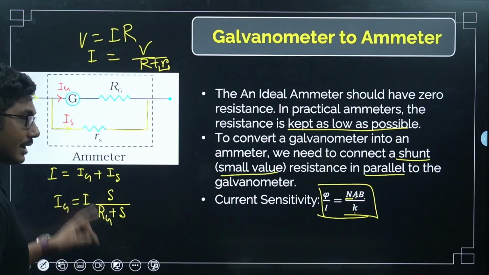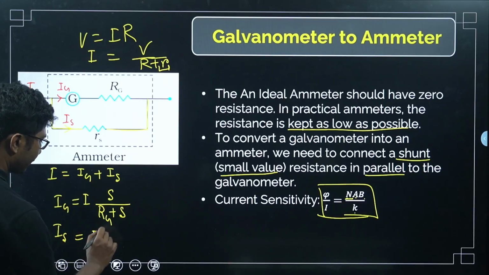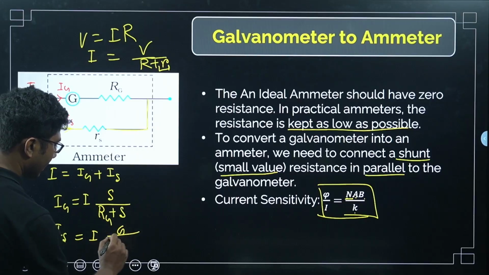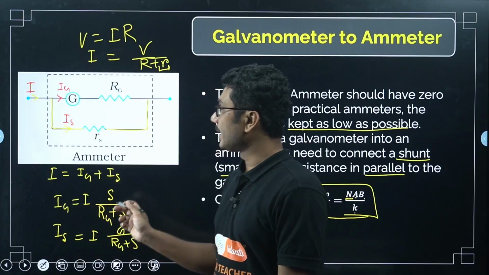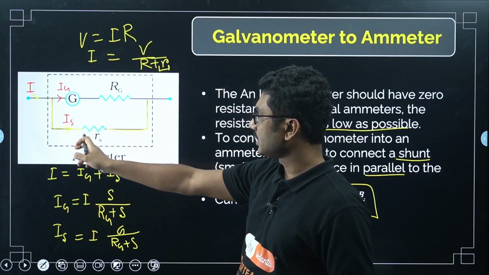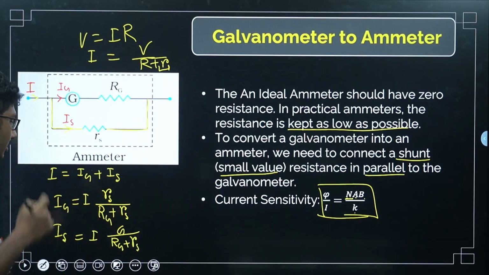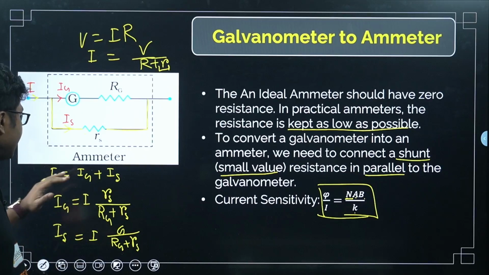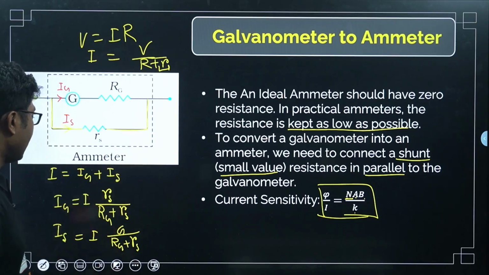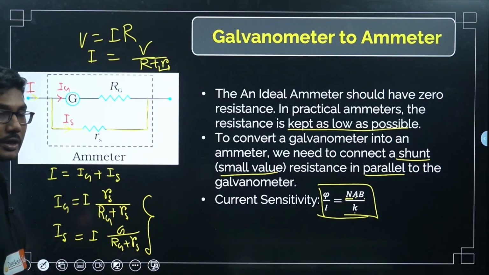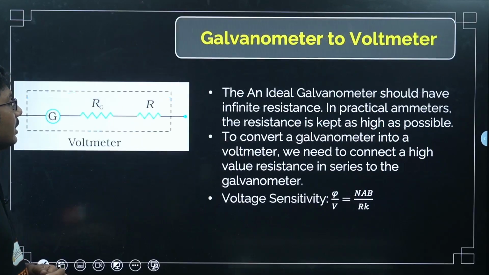So this is the current through the galvanometer, and the current through the shunt is given by I times G divided by Rg plus S. If you see, when we are finding the current through the galvanometer, we are using the shunt resistance. Shunt resistance is given by small s, right? So we can find Ig and Is from this formula. This is a very important formula. Sometimes problems come from this formula as well. We'll solve a few numericals.